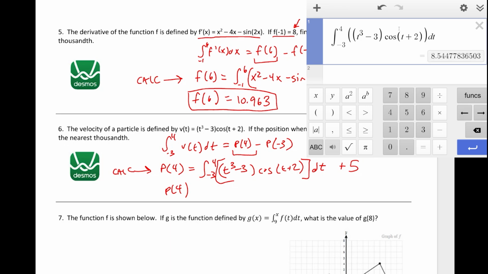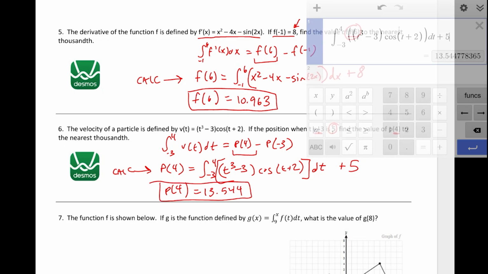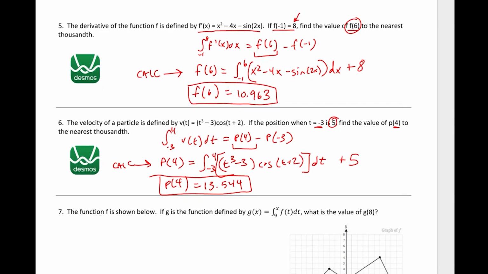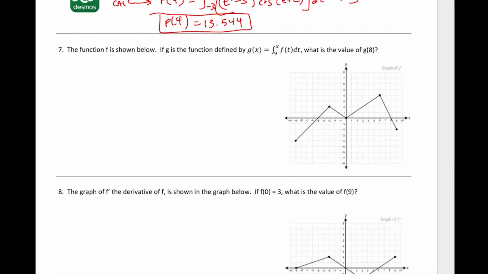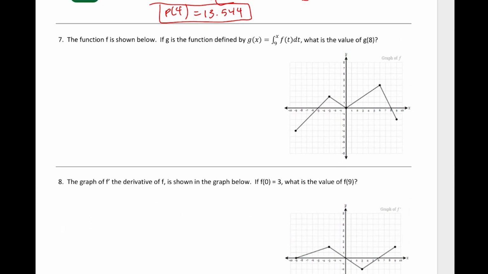And then we got that dt, and then plus 5. And so we get 13.544. And any units here? We are talking about a position, but no units are given, so we're just going to leave it like that. Okay, number 7 does not need a calculator, neither does number 8, so we'll put this away for now.